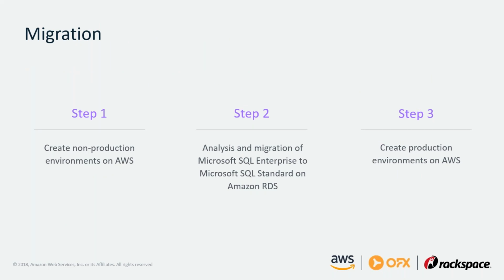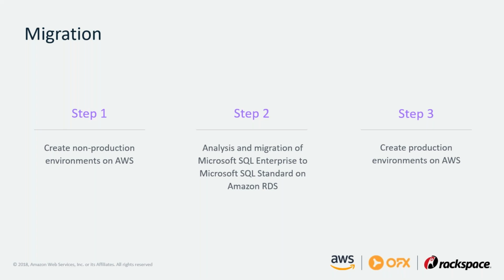The second thing is in the analysis and migration of Microsoft SQL Enterprise, we decided to move them to Standard. They were using very few things that they needed for Enterprise. They really didn't need Enterprise, to be honest. They were able to run SQL Standard just fine. And what does that mean? That means they saved a lot of money in licensing, right? So they were able to run Microsoft SQL Standard on Amazon RDS.